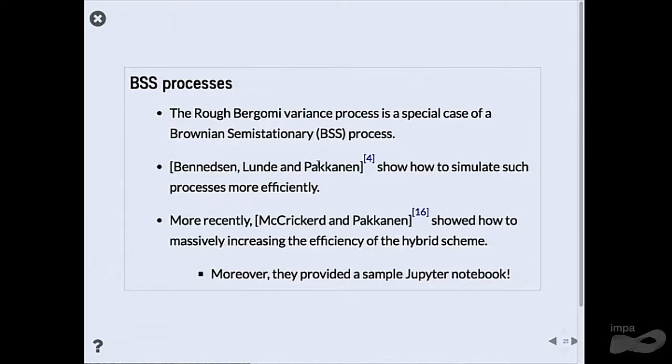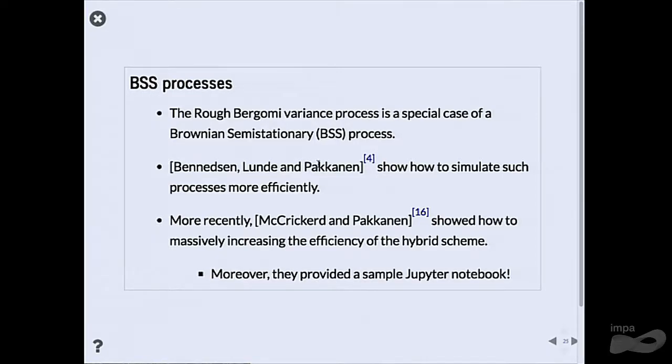And their observation is basically you can use Euler scheme to simulate this volatility process, except at the singularity, where the Euler scheme is going to be very inaccurate. So we just have to resolve the singularity. So instead of generating the whole covariance matrix, they basically generate just a tiny piece, and they provide a sample Jupyter notebook.